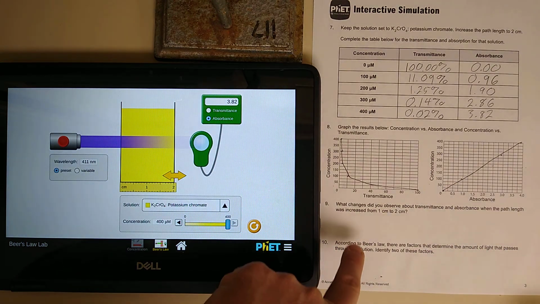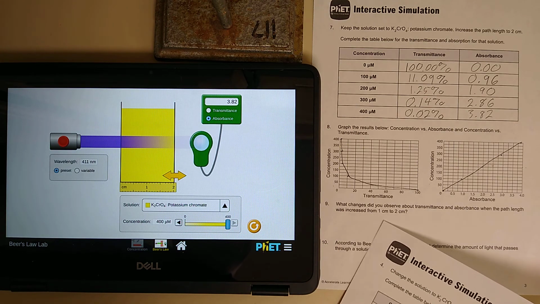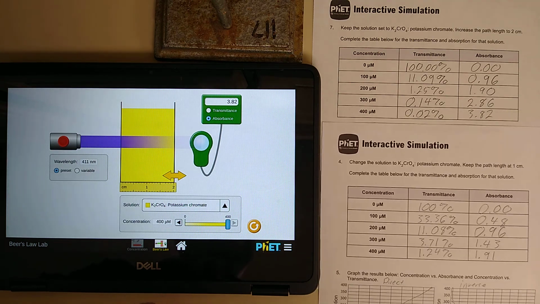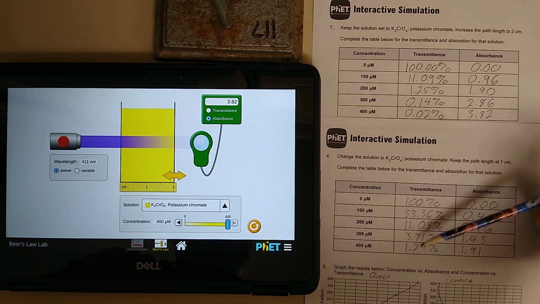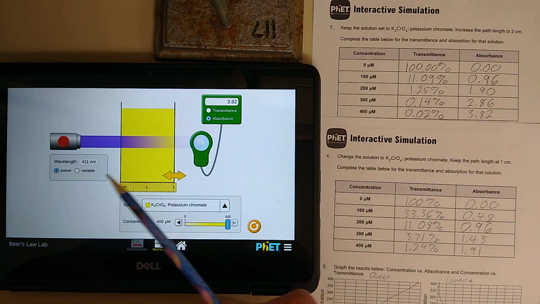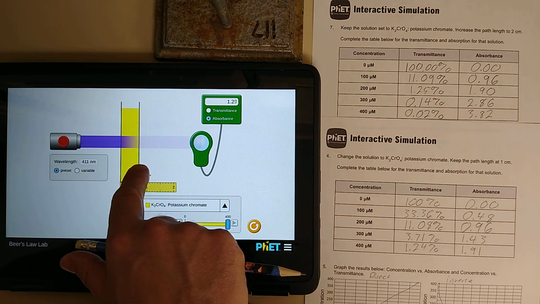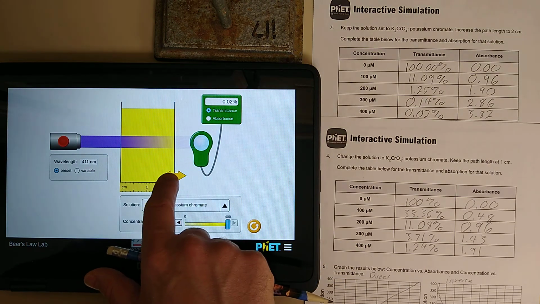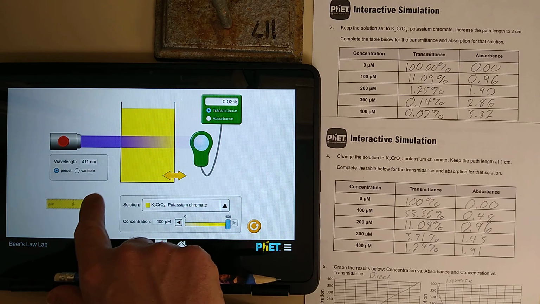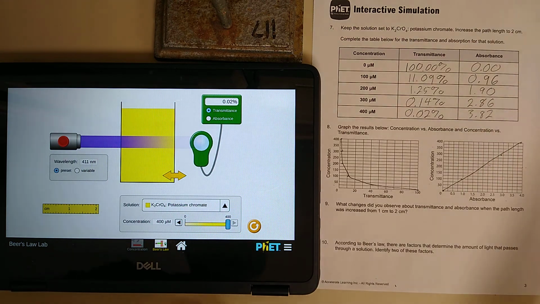So number 9, what changes did you observe about transmittance and the absorbance when the path length was increased from 1 centimeter to 2 centimeter? Okay. So again, we see a lot more light gets through whenever there's a lot less of the stuff to kind of block it, to kind of absorb it. So whenever we shrink this, you can see that absorbance number go down. And the transmittance number, got the wrong thing, go up. Okay.